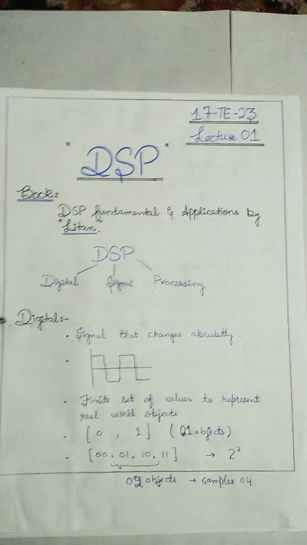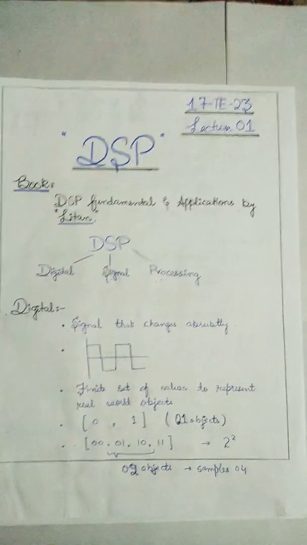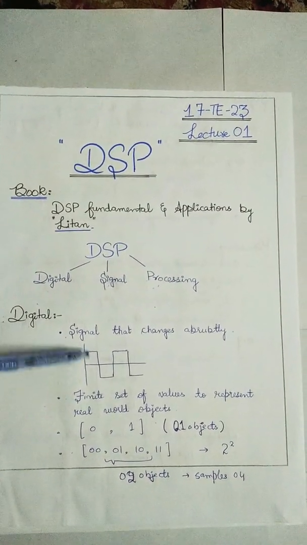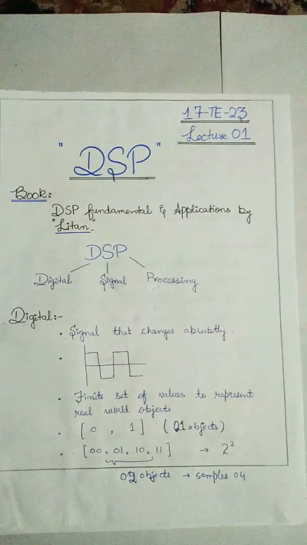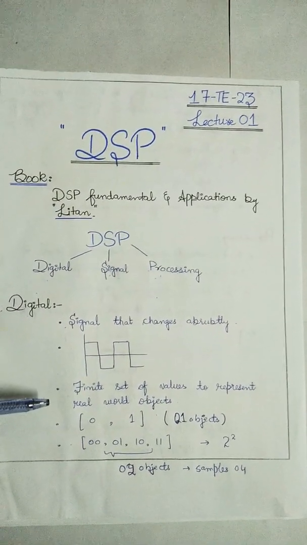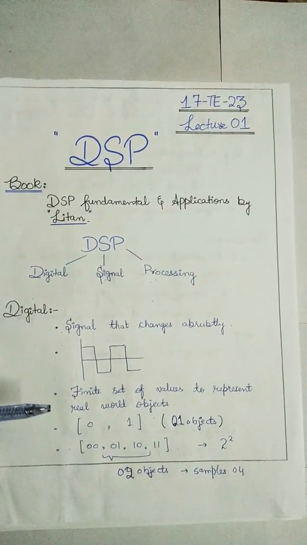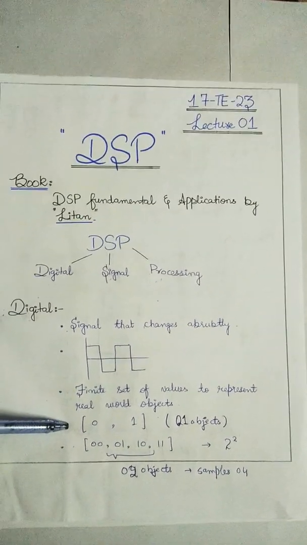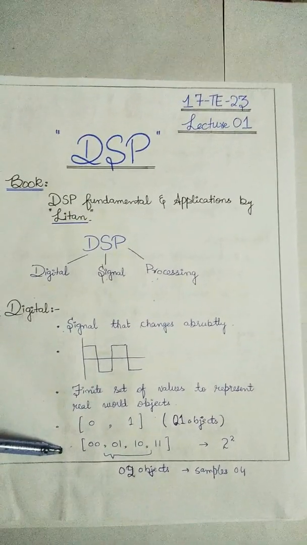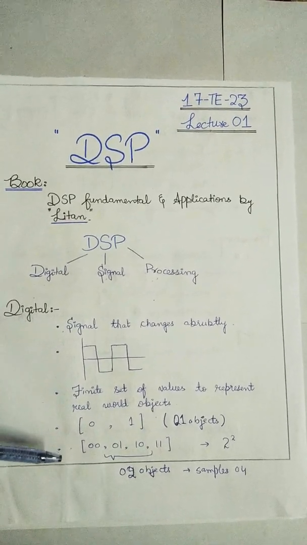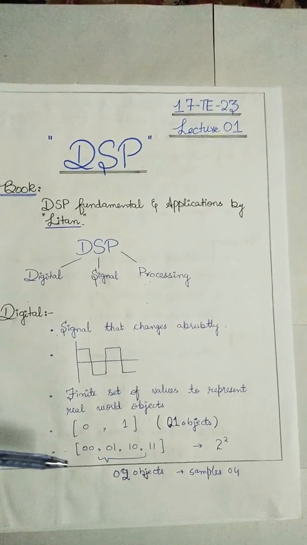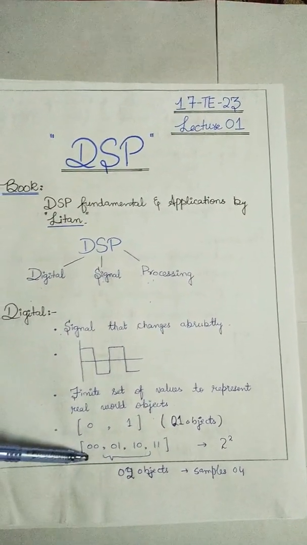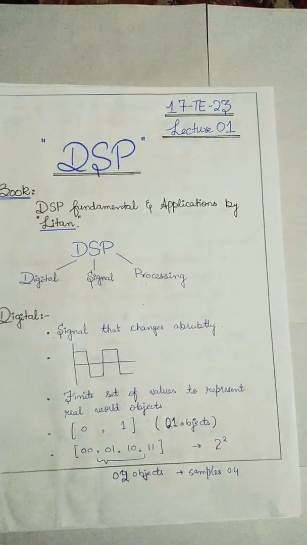So the first word is digital, a signal that changes abruptly. As shown in the figure, it changes from high to low, low to high. Another definition of digital is a finite set of values to represent a real world object, and this set is the simplest finite set. As the number of objects increases, the number of samples increases. There are two objects, so the number of samples is 4, that is 00, 01, 10 and 11.